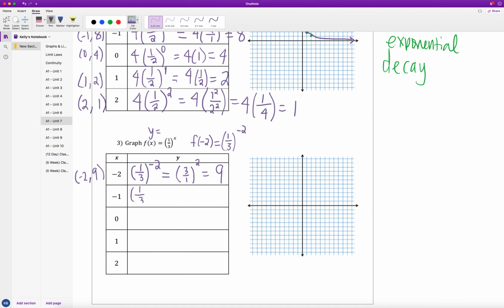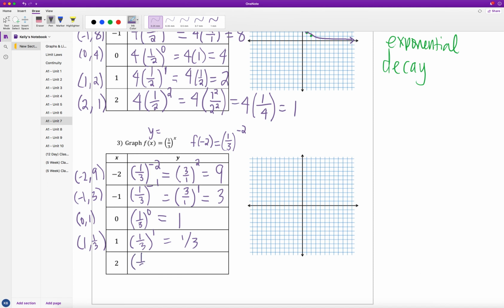For our next value, we have 1/3 to the -1st. Because of that negative exponent, we need to flip the base, and then it will be to the positive exponent. So 3 to the 1st will give us 3. So I get -1, 3. For our third value, we get 1/3 to the 0 power. Remember, anything to the 0 power is going to be 1. So we have 0, 1. And then for our fourth point, we get 1/3 to the 1st, which will just give us 1/3. So we have 1, 1/3.